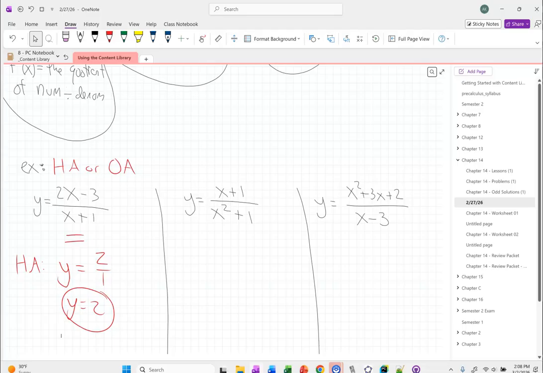What is the degree of the numerator? 1. What's the degree of the denominator? 2. Which situation is this? Well, it's the less than situation, right? So we'll write less than. Degree of the numerator is 1, which is less than the degree of the denominator, which was 2. What is the rule for that situation? It says we have a horizontal asymptote, and the equation will always be y equals 0. That's the easiest one because there's nothing to calculate. Once I see smaller on top than bottom, y equals 0.